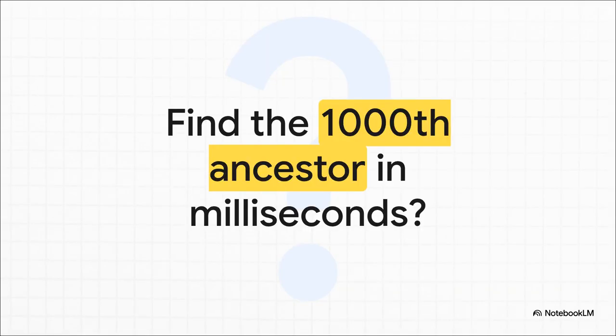So, let's start with a puzzle. Picture a tree with millions, maybe even billions of nodes. And I ask you to find the thousandth, well, you get the idea, the 1,000th ancestor of some random node, and you have to do it in a blink of an eye. The obvious simple approach? It's just not going to cut it. This is exactly the kind of problem we're going to solve today.